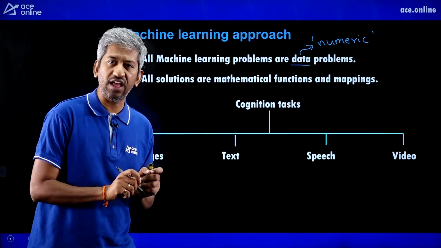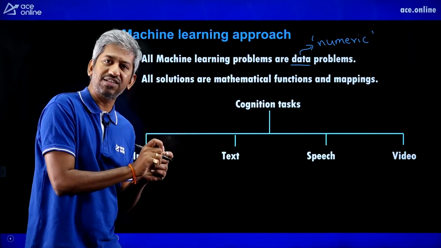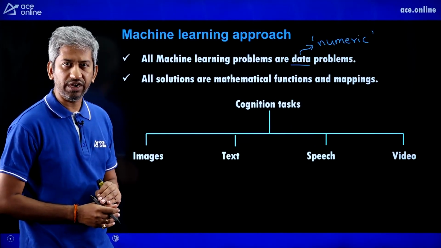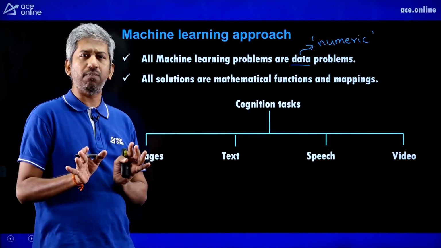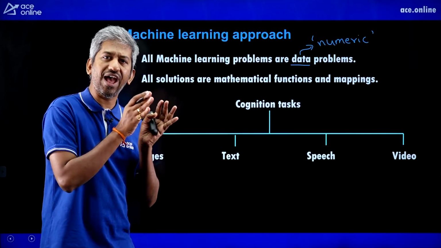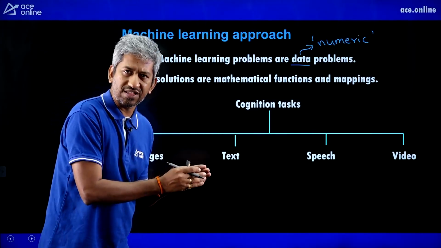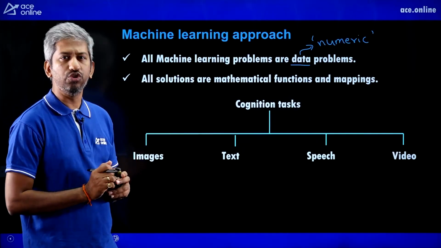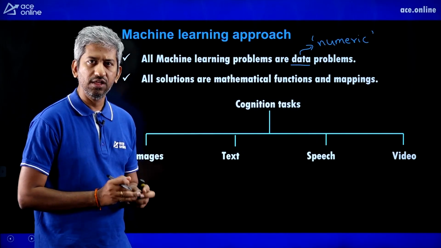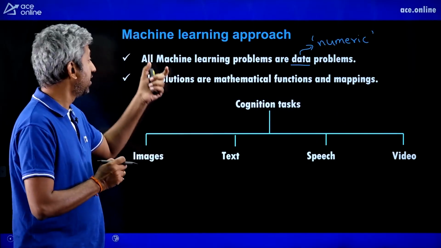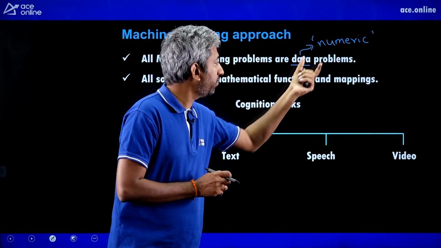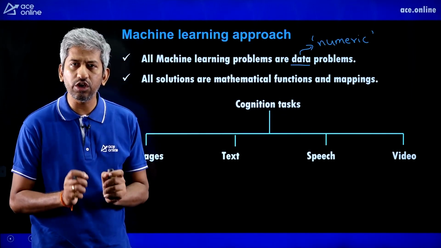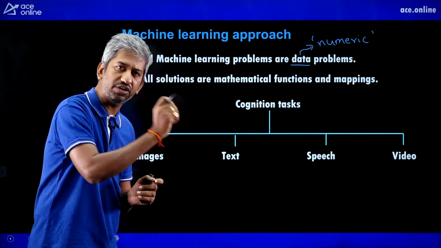Your machine learning algorithm does not understand anything other than numbers. Got it? So whatever may be the problem, if you don't have numeric data, as a first step you have to convert that non-numeric data into numeric data. All problems are seen as numeric data problems only.